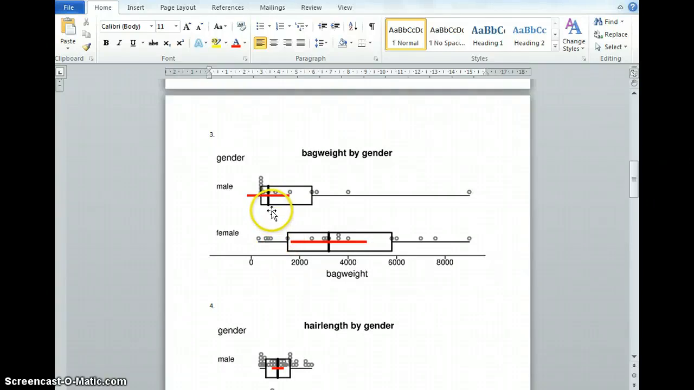Here, this one's quite straightforward. Median is outside the lower quartile. Hence, males' bag weights are lighter than females' bag weights.